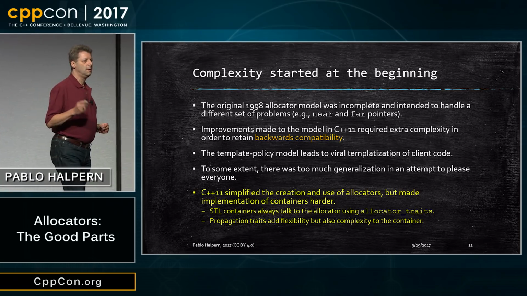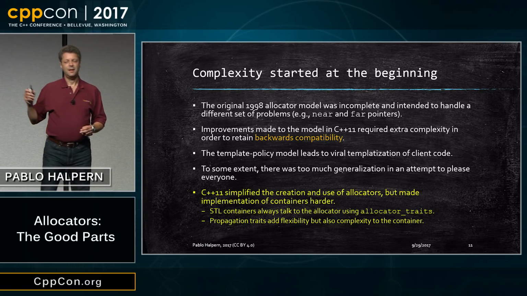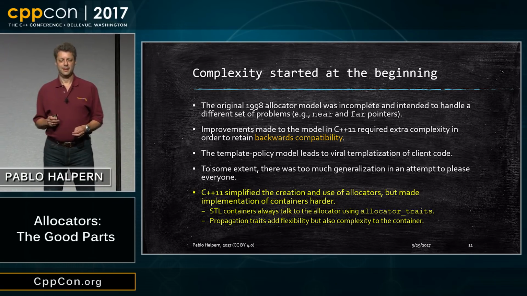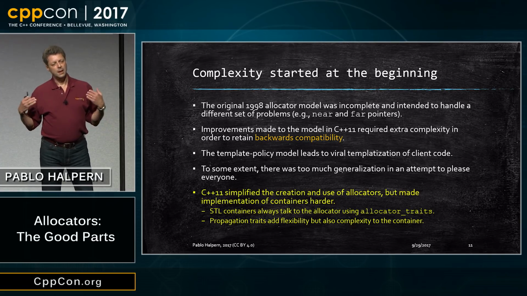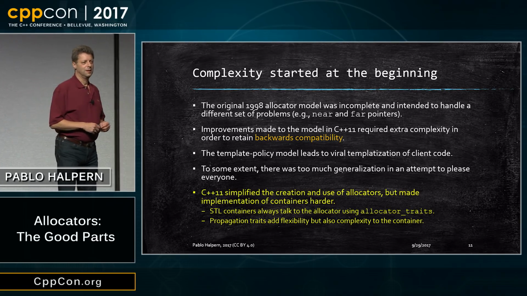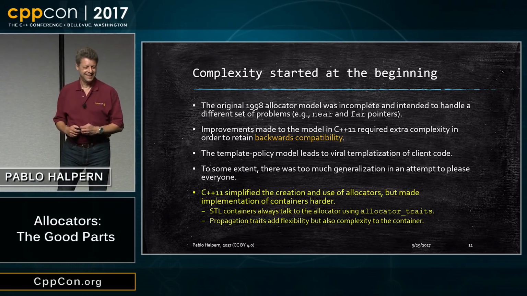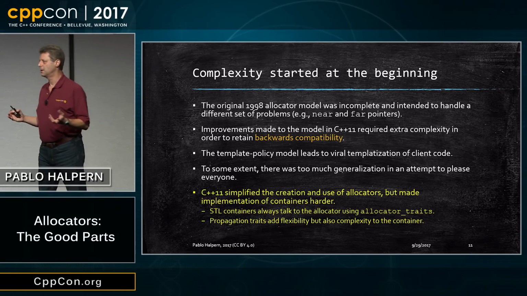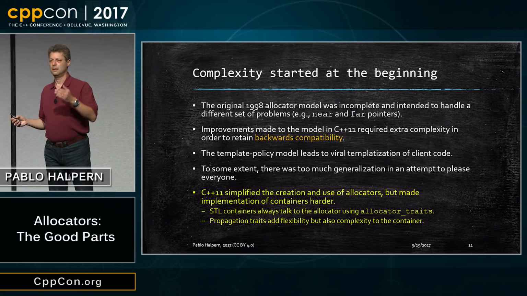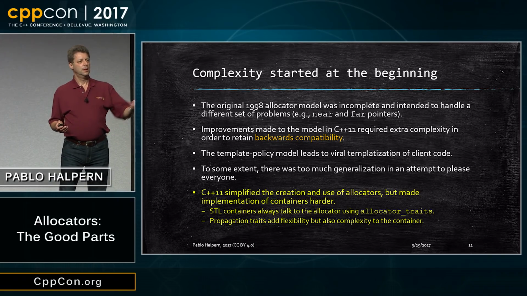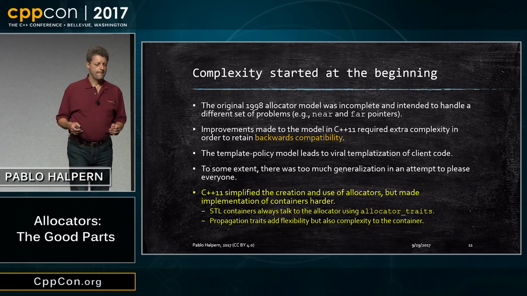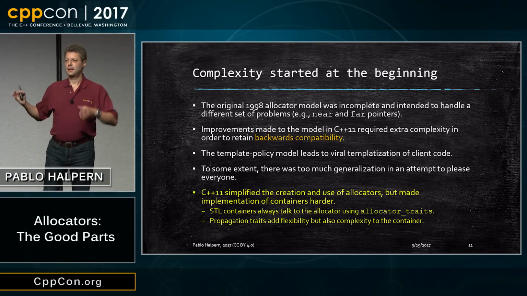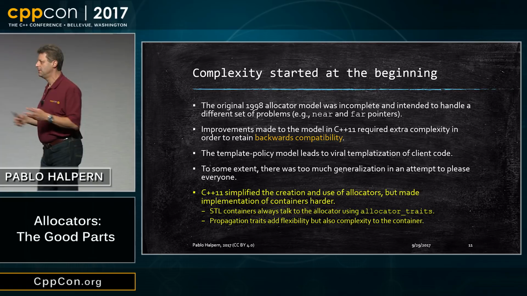So in C++11, we made it easier to create allocators, but we made it harder to implement containers that use allocators. When I say we, I mean I, but not really just me. There were other people who were complicit, should I say. All right, so the STL containers always talk to the allocators through this allocator trait. So we added this layer of template indirection. It's not runtime indirection, but it's simply template indirection in order to get all the features that we wanted in C++11, but still have C++03 allocators work in the new model. And we added all this flexibility for whether allocators propagate when you copy an object, move an object, and so on.